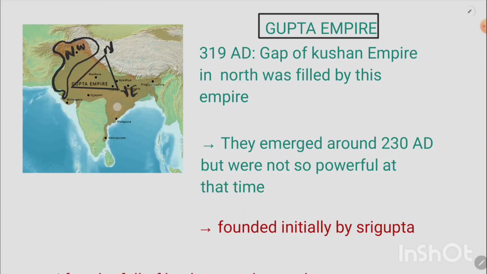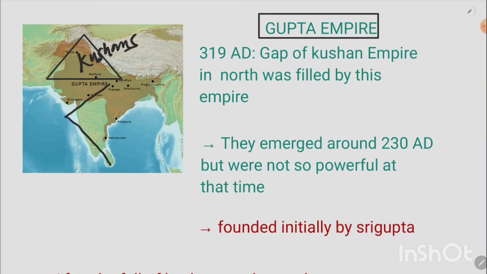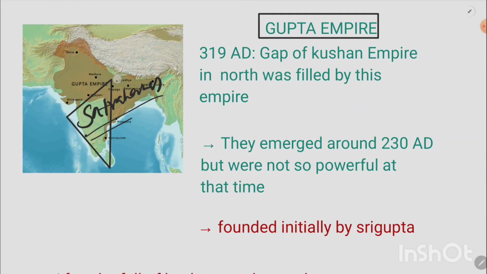So what about those empires which ruled before that? You know who dominated this northern part before the Guptas came? It was dominated by the Kushans. And this southern part, that is the Deccan part, was dominated by the Satavahanas. Then after their fall, this gap was filled by the Gupta Empire. The gap in the north that was left by the Kushan Empire was filled by the Gupta Empire in 319 AD. So this is the general background.